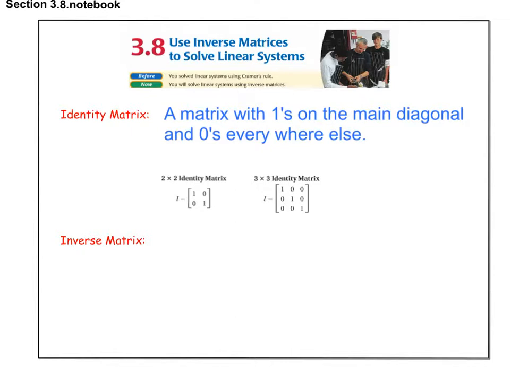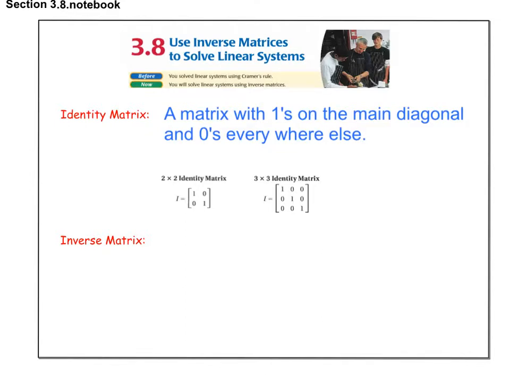For the 3 by 3 identity matrix, again you can see the 1s on the diagonal and 0s everywhere else. We will use these identity matrices in a little bit, because they will help us identify if we've truly found an inverse matrix. So let's move on to an inverse matrix.